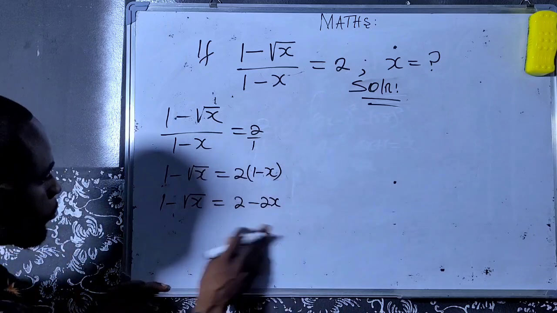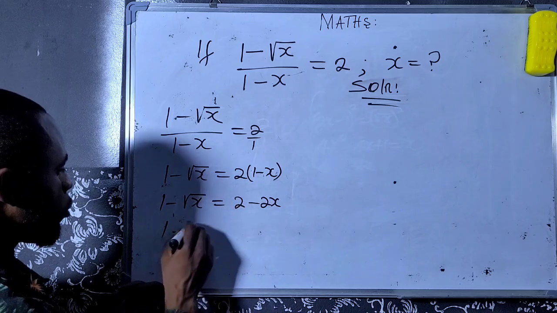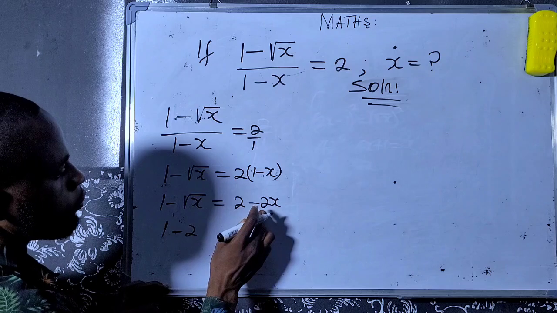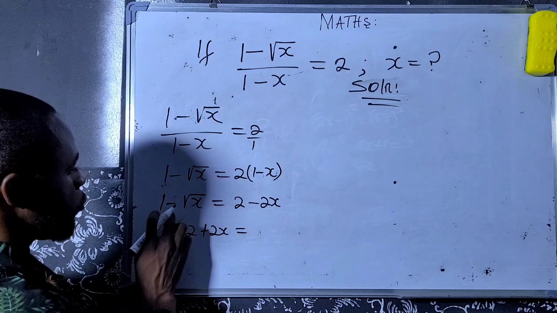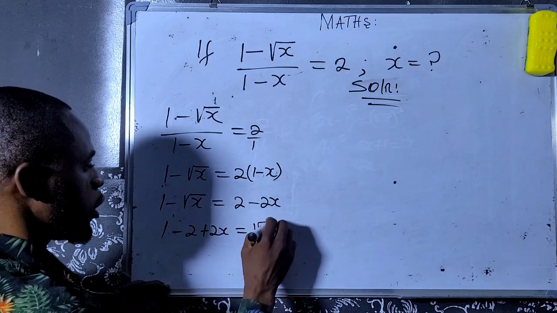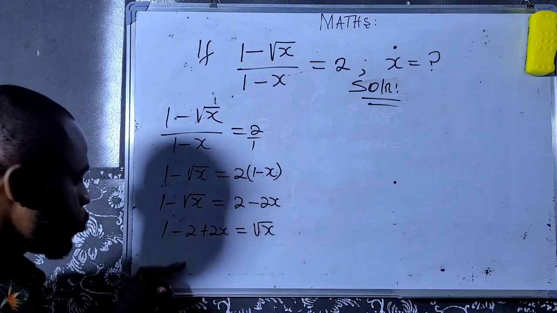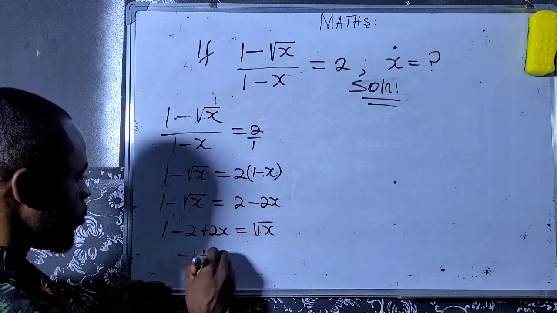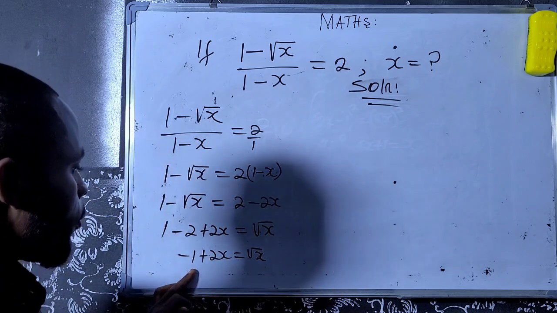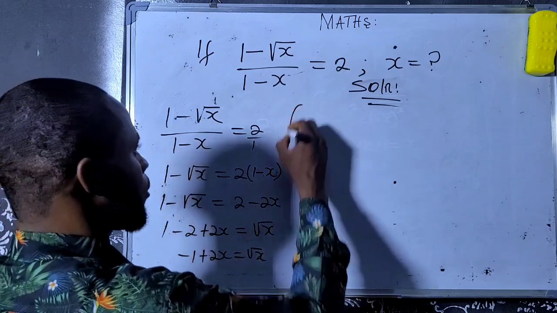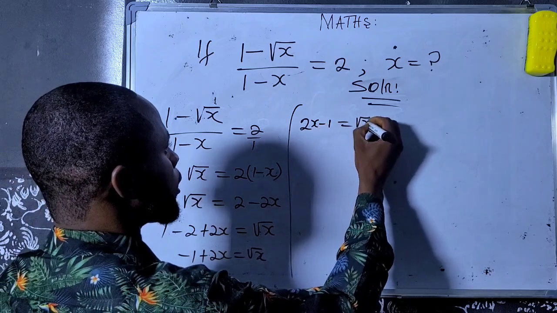In that case, we have here 1. If you move plus 2 down here, it becomes minus 2. To move negative 2x down here, it becomes plus 2x equals, if you move negative root x down here, it becomes root x. When we simplify this further, 1 minus 2 gives us minus 1, plus 2x equals root x. Then we can also rewrite this as 2x minus 1 equals root x.